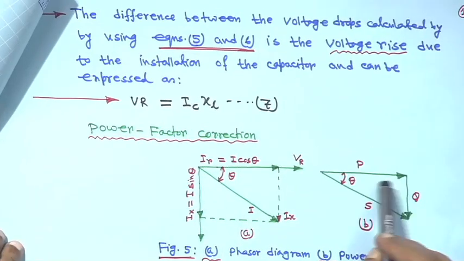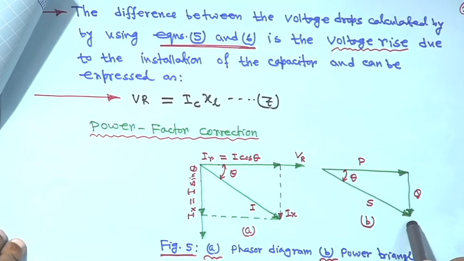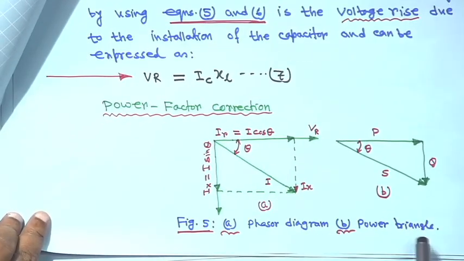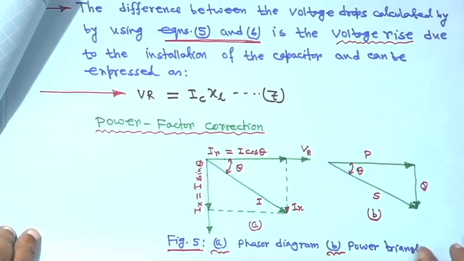this is actually I, and this is the power triangle, this is P and this is Q, this is equation 7, right. Therefore, this is the phasor diagram and this is your power triangle. That means, in that capacitor application I was telling you something.